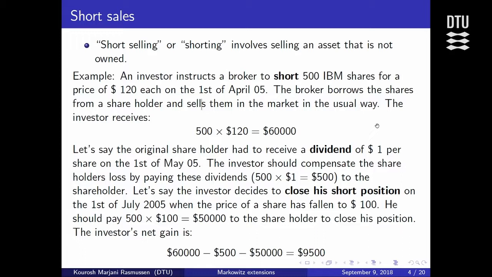So what is happening here is that I short 500 stocks of IBM at a price of 120. And what does it mean? It means that I get 500 times 120, which equals $60,000. That is essentially the money that I get up front for selling the shares of IBM that I don't have, right?